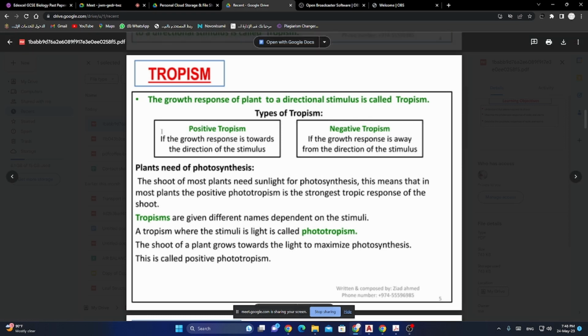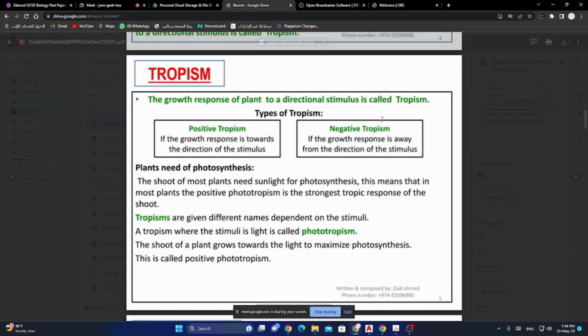Okay, here's what they're talking about here. When it comes to gravity, it's negative tropism, because as you know, gravity goes downwards, right? So the plant is going to try to go upwards, in the opposite direction to the stimulus. But for example, for phototropism, the plant is always going to try to grow towards the light source. So that's called positive tropism. Okay.